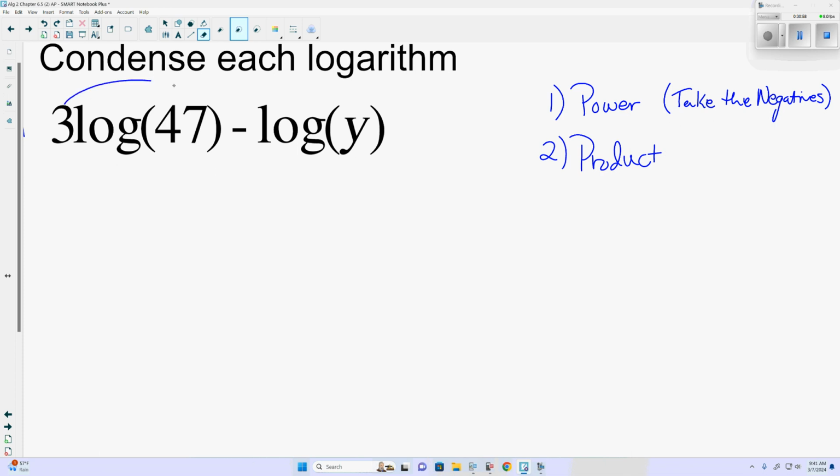Because the first thing we'll do, guys, is our power. We're going to take our powers. So for the first one, 3 log of 47.